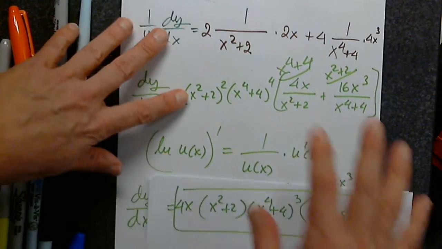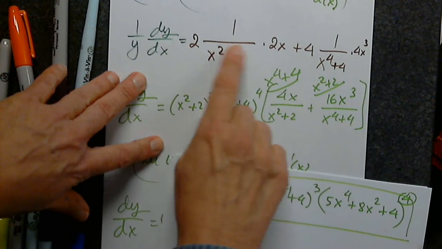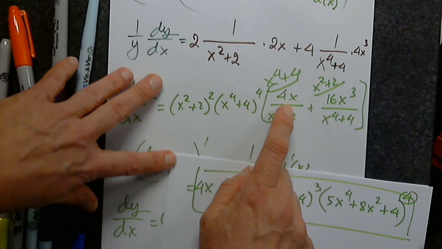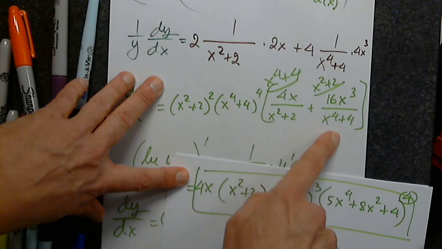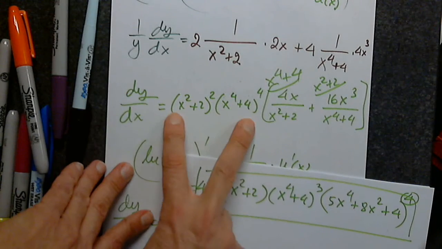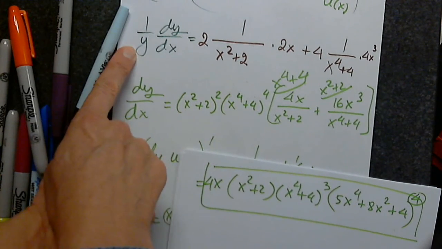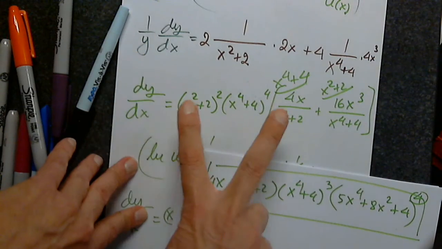So, okay, is this step clear? That's what I was going to ask. Okay, so 2 times 2x is 4x. Is that clear? Over this. Okay. Plus 16x cubed over this. Okay. And I have to multiply both sides by y. That's why this is here. Because I have to find dy over dx. So I have to multiply both sides by y. That's why I have this here.